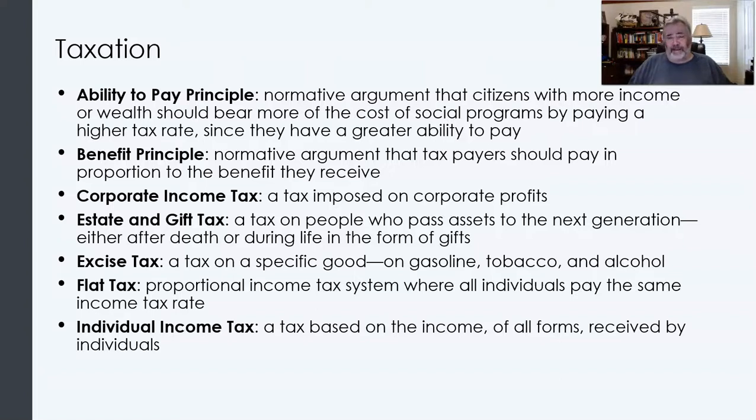I want to say at that time, in order to fund the government at the current levels, it would have required a flat tax of 15 to 20%. Every single person, no matter how poor they were, no matter how rich they were, they paid 15 to 20% of their income, and everybody just moved on about their day. Okay. And then there's the individual income tax, which is based on income and received by individuals.